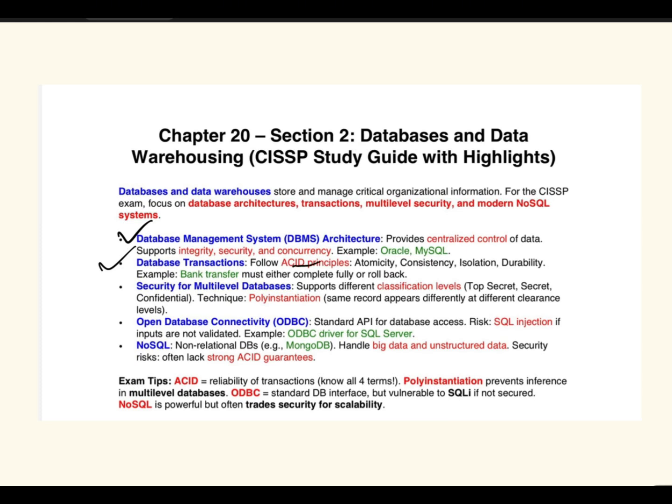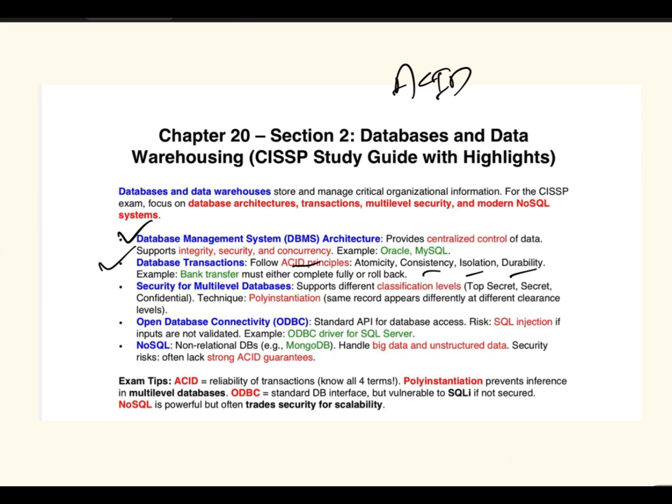ACID principle. Transactions ensure reliability and consistency of data operations. They must follow the ACID principle. So now let's discuss one by one what the ACID principle is. ACID stands for atomicity, consistency, isolation, durability.